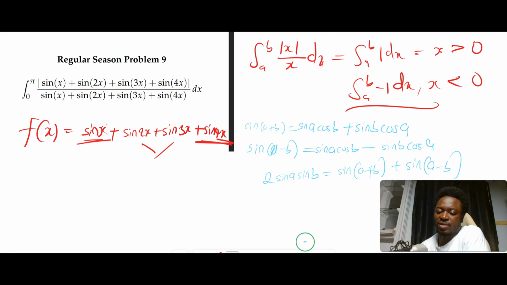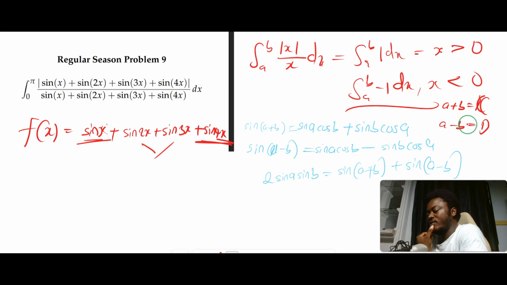I think this is the case whereby if you take a plus b to be capital C, and you take a minus b to be capital D, I think a becomes C plus D over 2.